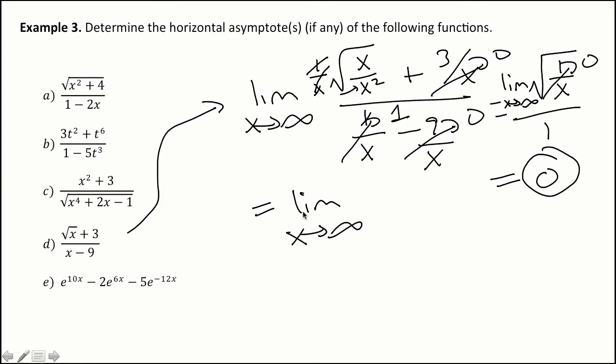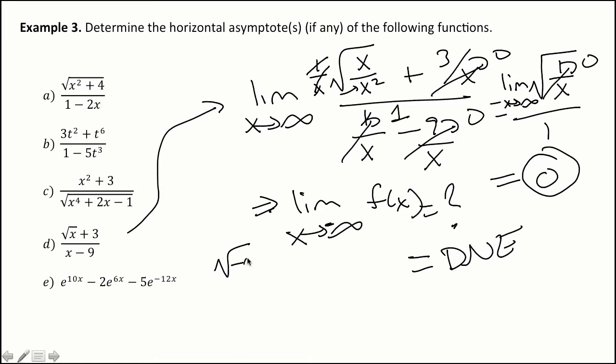Okay, what happens if we do the limit as x approaches negative infinity? Well, the answer is going to be undefined, or does not exist. We're just going to say it does not exist because you cannot let x become negative infinity, and you can't let x be negative inside a square root. So it's going to be a does not exist. So therefore, we only have a horizontal asymptote at y equals 0.